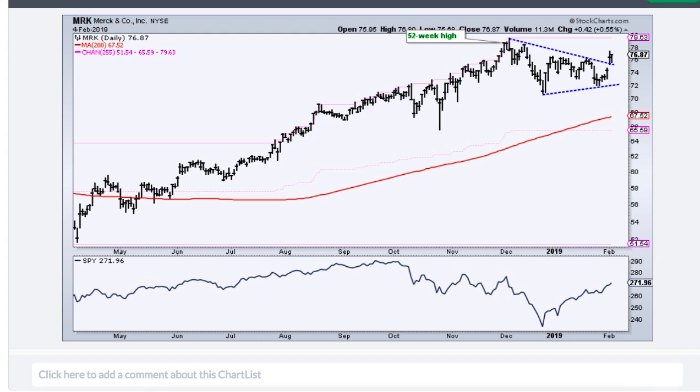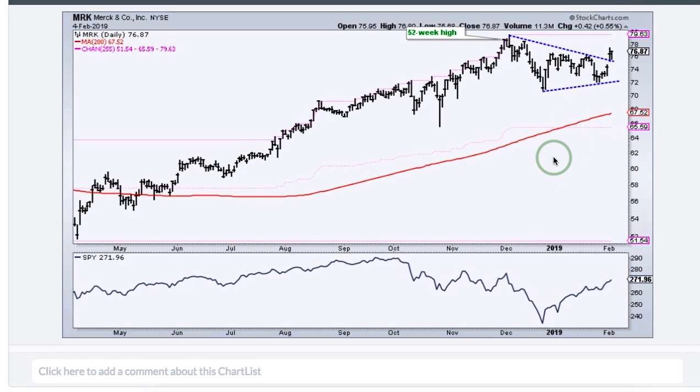We look at Merck. Now, Merck has a relatively fresh breakout. The stock did hit a 52-week high there in early December and then kind of consolidated. And you can see the gap and the breakout. And I think that was a reaction to earnings. But it looks like it is heading for a new high.